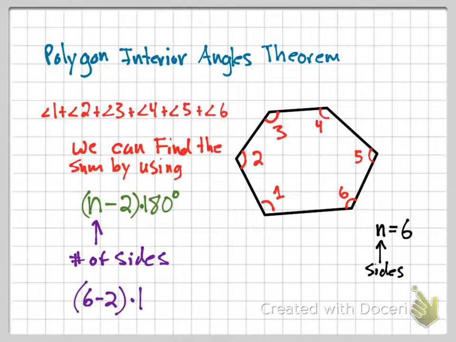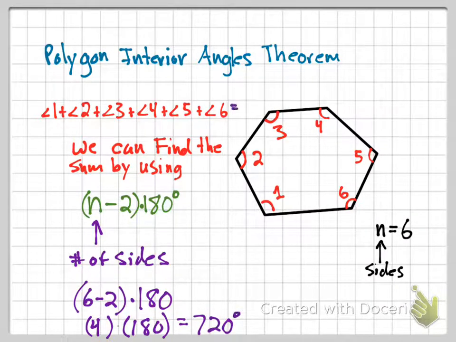For this example, since n is equal to 6, there's 6 sides, I'm plugging in 6 for n into the formula. Here I'm just simplifying. 6 minus 2 is 4 times 180. 4 times 180 is 720. So the sum of the interior angles is equal to 720 degrees.